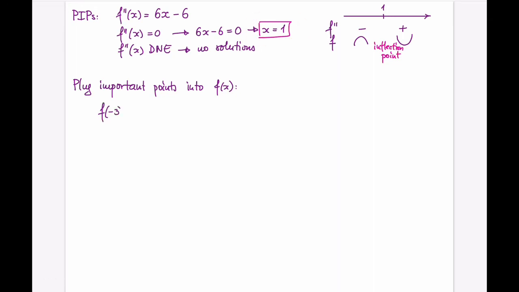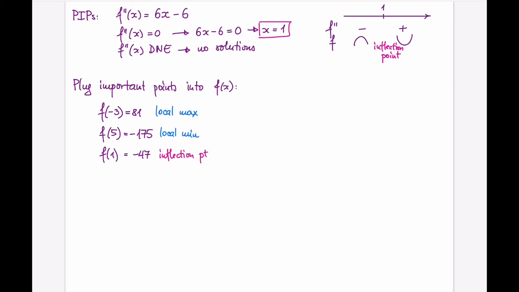So negative 3 and 5 and 1 all go into the function so that I can calculate the y-coordinate of each one of them. At negative 3, I'm going to get 81. And remember that this was my local maximum. At 5, I'm going to get minus 175. And remember from the previous slide, this was a local minimum. And when I plug in a 1, I'm going to get minus 47. And so here from this slide, we know that this is actually an inflection point.